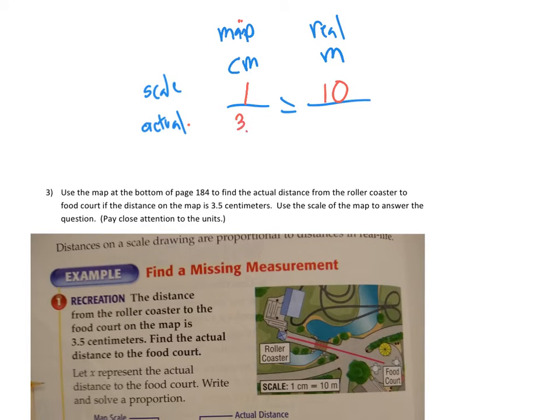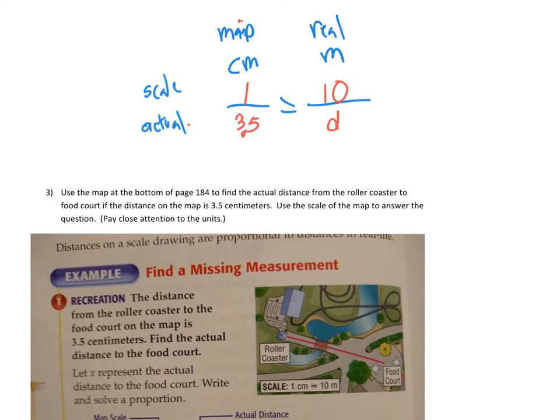That is going to be 3.5 centimeters. And what I'm trying to find, what I don't know, is this particular missing piece: what is the actual distance in real life. That's what I'm looking for, this distance here. We'll call that D. Okay, so now we have a proportion set up. We have one missing piece of information.